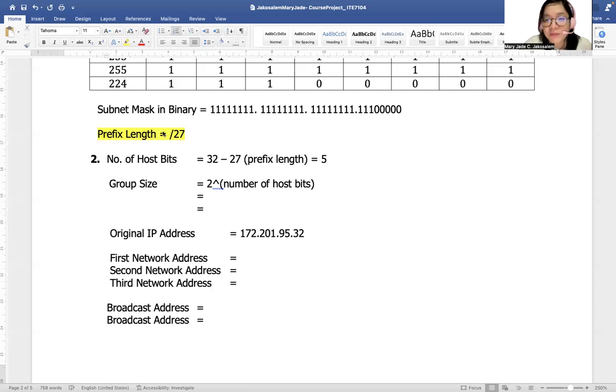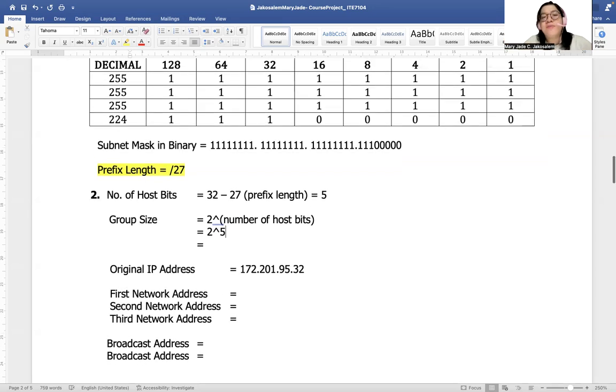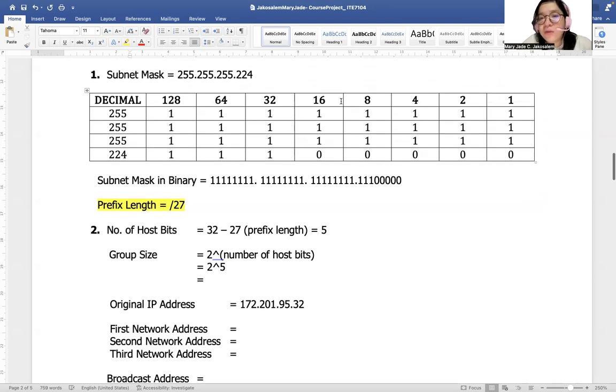Let me just double check that I'm still screen sharing. Then, the next step is for us to get the group size. The group size is 2 raised to the number of host bits. Our host bits is 5, so it's 2 raised to 5, which is equal to 32. You just have to multiply 2 five times: 2 times 2 times 2 times 2 times 2 is equal to 32. That's the concept of exponents.